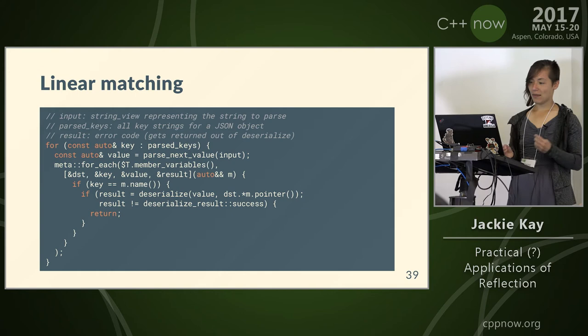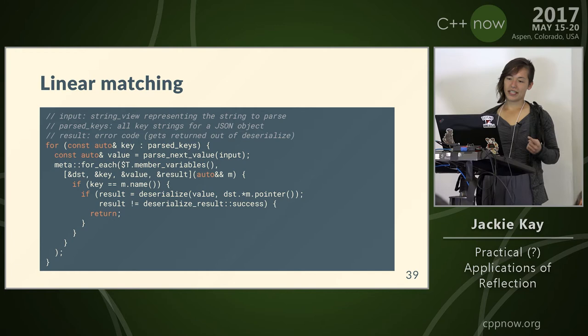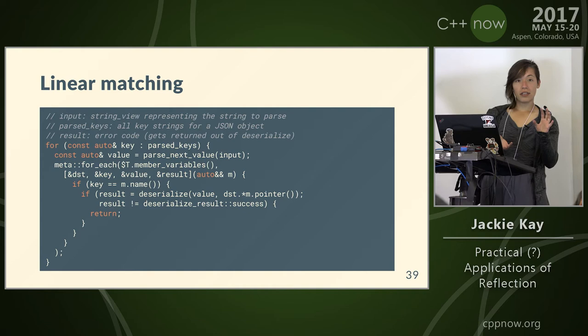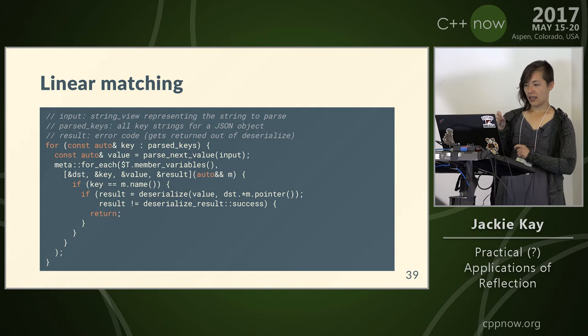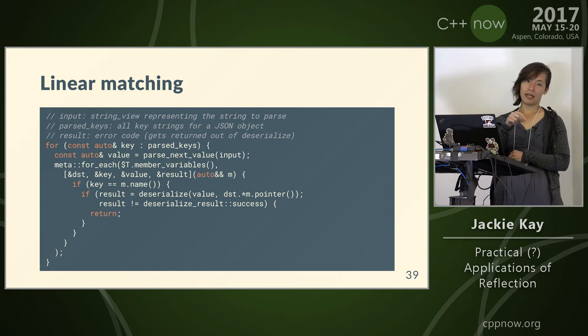So one really naive way of doing this is, okay, imagine you have, for one level of your JSON object, all the JSON keys, and then you have the strings representing the values for those keys. And you also have a T that has member variables. I'm going to take my key and my value, and for each of my member variables, if the key matches the name of the member variable, which we know through reflection, which is a compile time value, but I can compare a runtime value to a compile time value, then deserialize it. And we, again, access it using the member pointer.